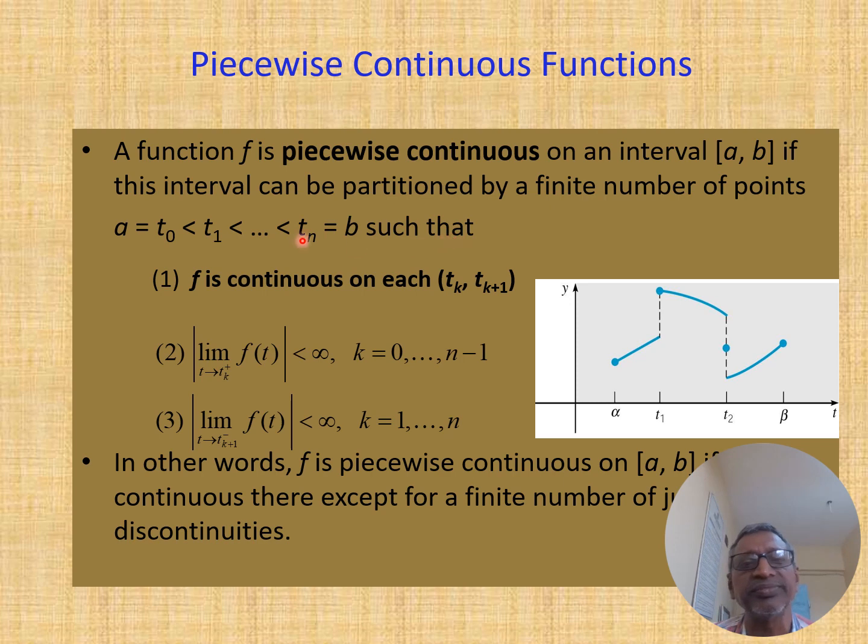Now, piecewise continuous function. A function f is piecewise continuous on an interval a comma b if this interval can be partitioned by a finite number of points, a is equal to t naught less than t1 less than and so on, tn is equal to b, such that f of t is continuous in each subinterval tk comma tk plus 1, and also the modulus of the function limit as t tends to tk must be less than infinity, and also here for other values 1 to n it must be less than infinity. In other words, f is piecewise continuous if it is continuous except for a finite number of jump discontinuities.